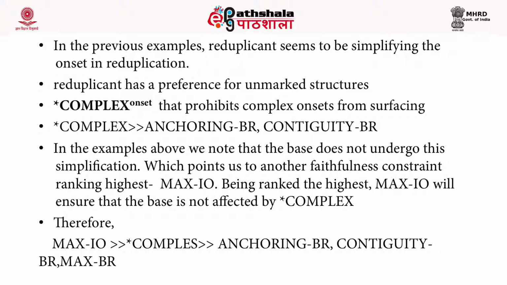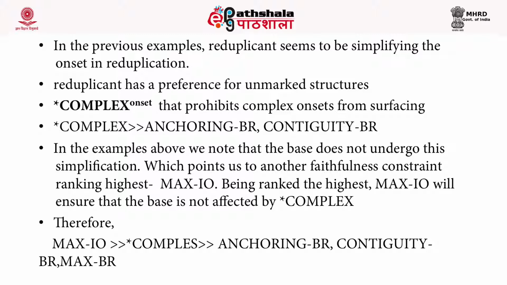So in the examples we know that the base does not undergo the simplification. Complex onsets do exist in the language, but they are not persisting in the reduplicants. So basically this marked structure is there in the language, not that it is absent. We do have the marked structure in the language, as in skand, stamb, consonant clusters are allowed, but in the reduplicant these marked structures are not allowed. So we can find the emergence of the unmarked there.